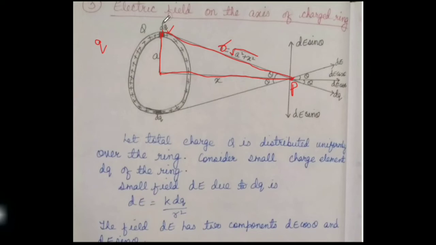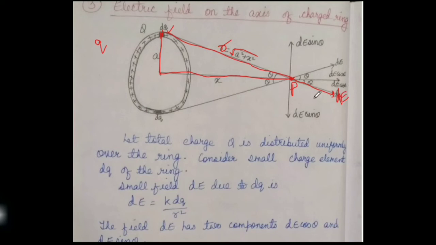Now due to this point charge, this is a positive point charge, so electric field at point P is away from that charge and along the line joining that charge. So this is the direction for electric field due to this charge dq. Sorry, you write here dE. Okay, by mistake it is written dE.